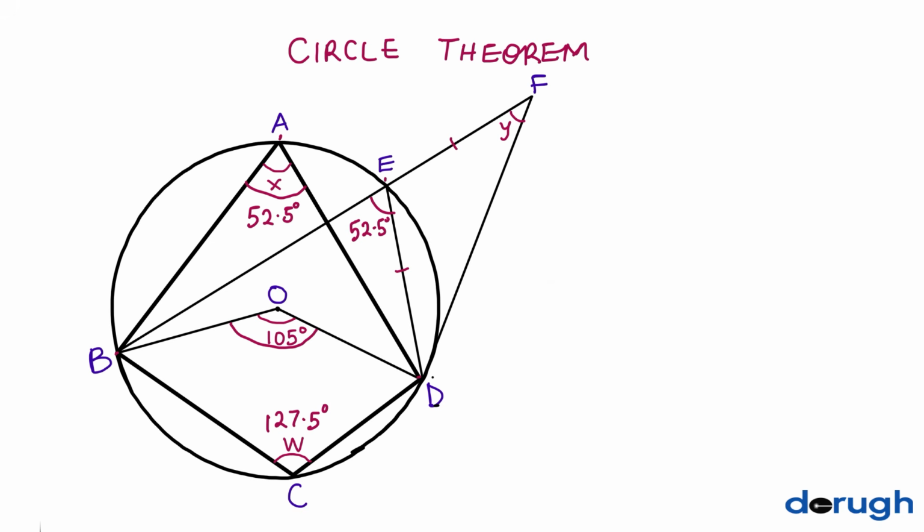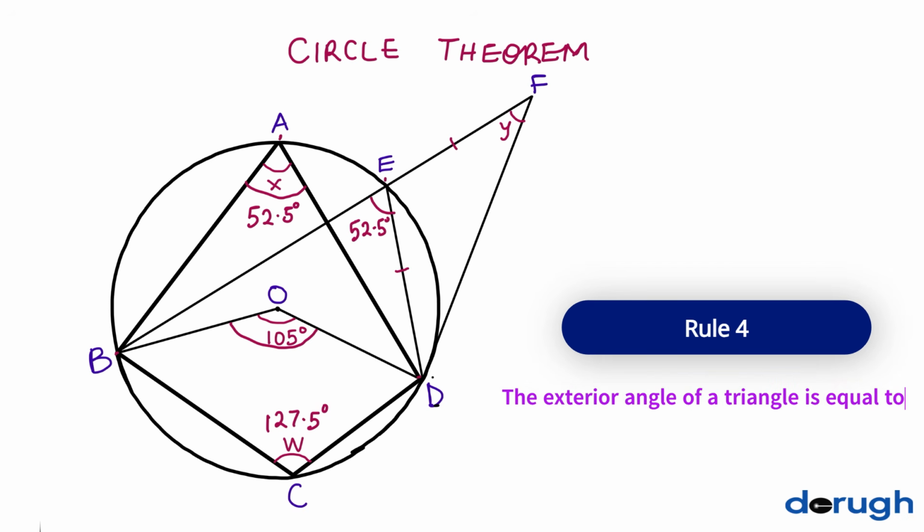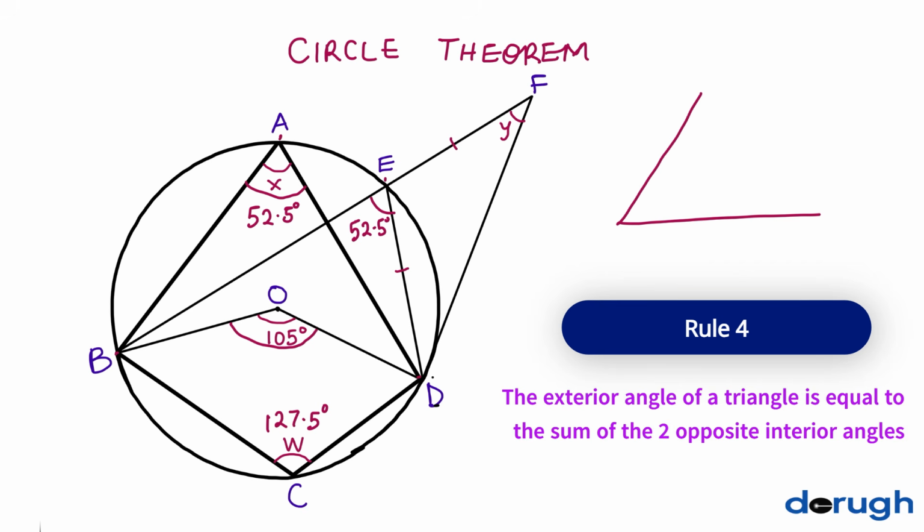The second rule we're going to use is that in a triangle, the value of the exterior angle is equal to the sum of the two opposite interior angles. This may seem a little confusing at first, but I'm going to show it to you in a different way. For any triangle that you have, this angle A equals the sum of B and C.